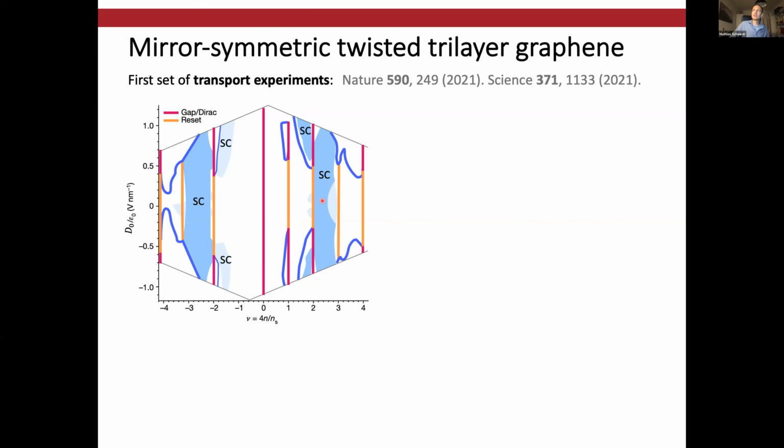Furthermore, in blue, there are superconducting regions, some of which actually show quite interesting behavior, some of which can survive very large in-plane magnetic fields, much larger than at least naive estimates of the Pauli limit. And this seems to indicate that there's something very interesting going on about superconductivity in the system.